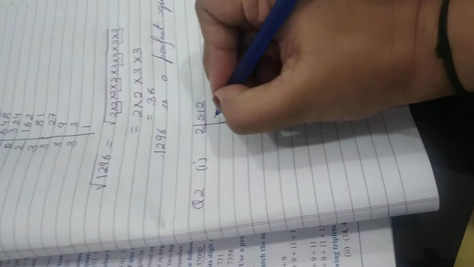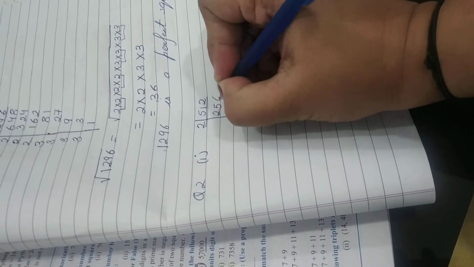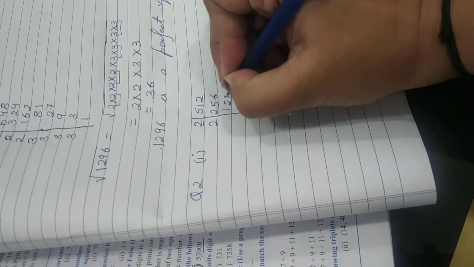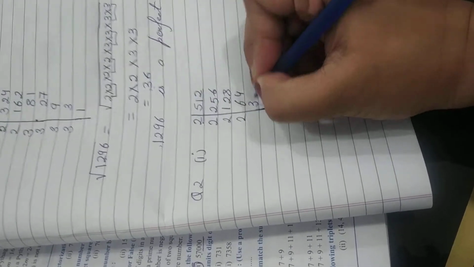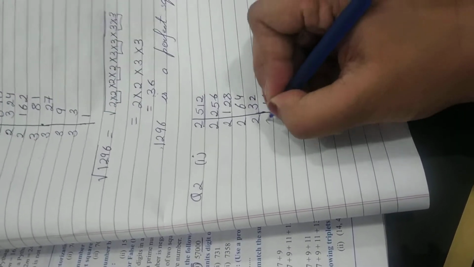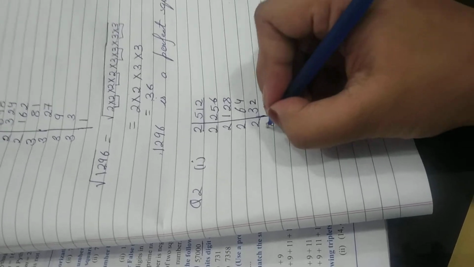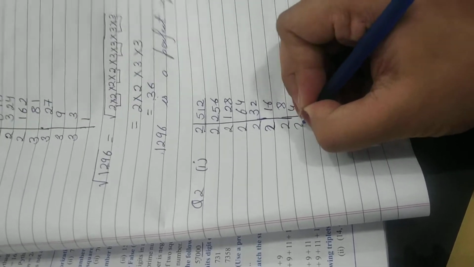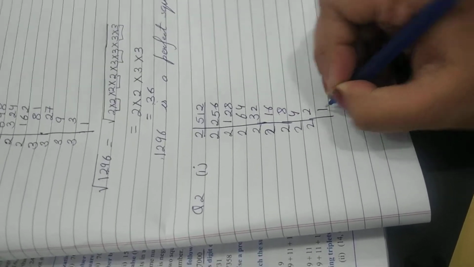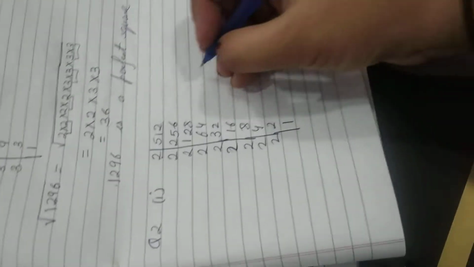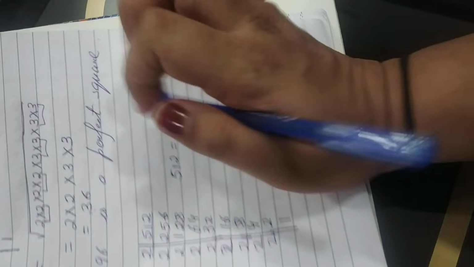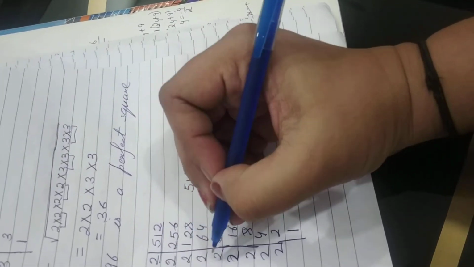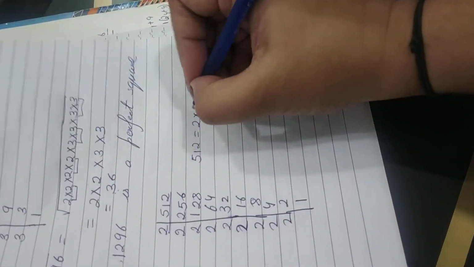So this will be 2, 2 2s are 4, 2 5s are 10, 2 6s are 12. Like this I am going to do the factorization. I get the factorization of 512. That is 2 into, how many 2s are there? 1, 2, 3, 4, 5, 6, 7, 8, 9.